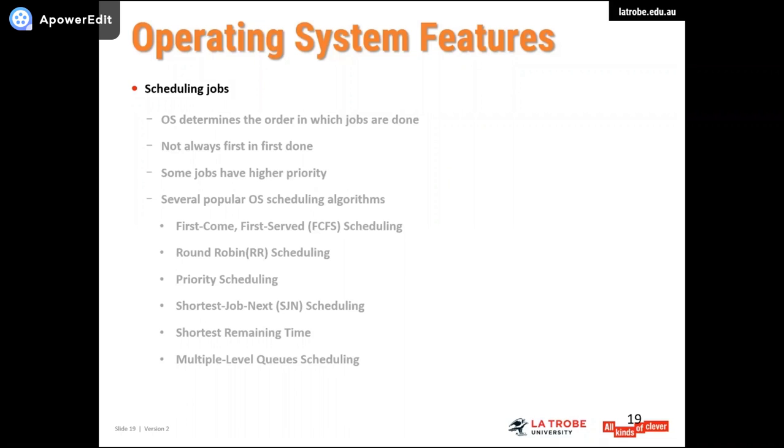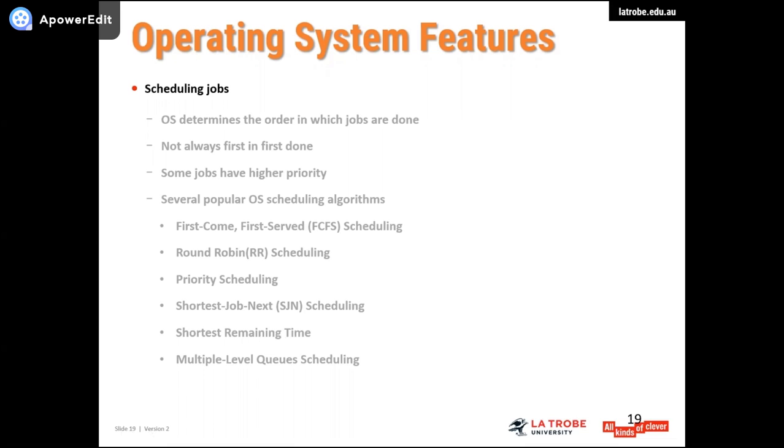Last is called multiple level queue scheduling. This scheduling can be a combination of the previous scheduling algorithms, because in this case our OS will create multiple queues and put the jobs into different queues based on some properties, like memory size requirements or CPU time requirements. And each queue can use a different scheduling algorithm. That's the multiple queues algorithm.